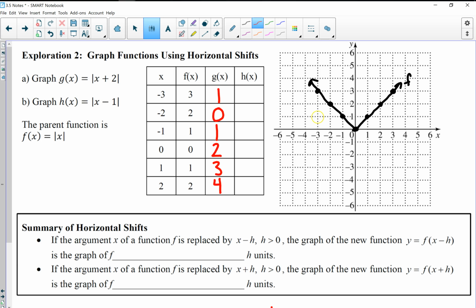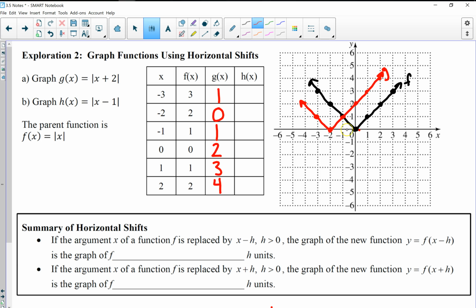So when I graph -3, 1, -2, 0, -1, 1, 0, 2, 1, 3, and 2, 4, I can still see that characteristic V shape for the absolute value. However, compared to my original parent function, it's now to the left of where my parent function used to be.